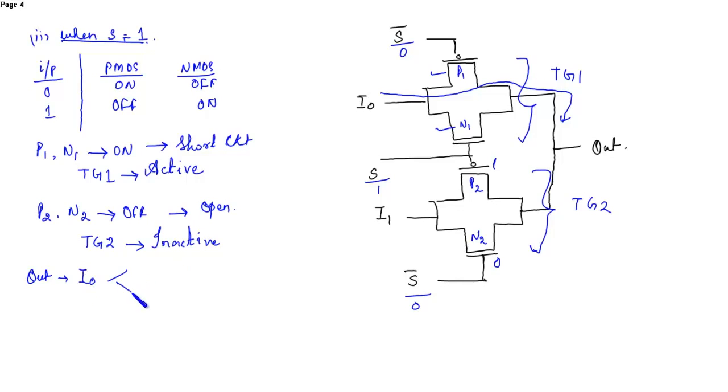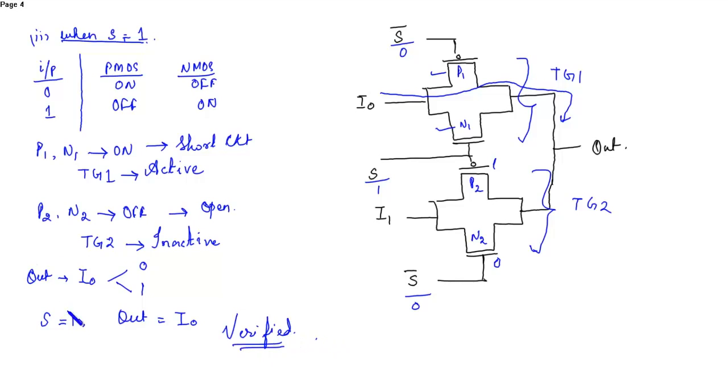Even here also I0 is a 1-bit value. It can be 0, it can be 1. If I0 is 0, then at output you'll get 0. If I0 is 1, then at output you'll get 1. So when S is equal to 1, then out is equal to I0. So this is also verified.